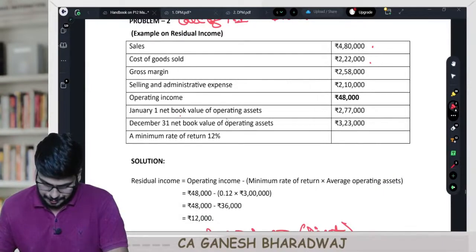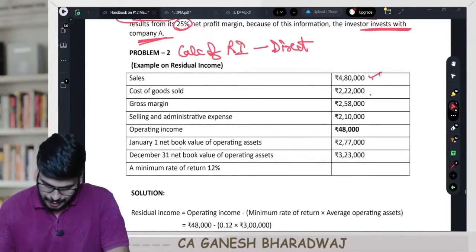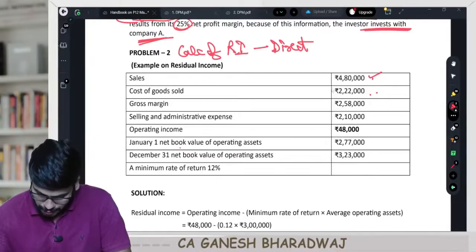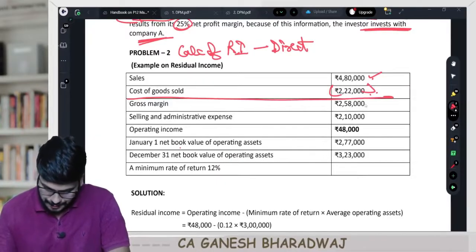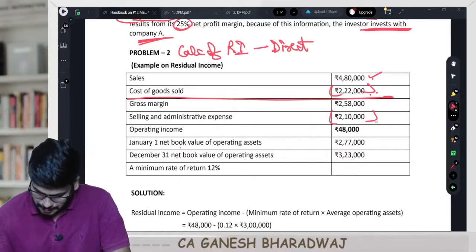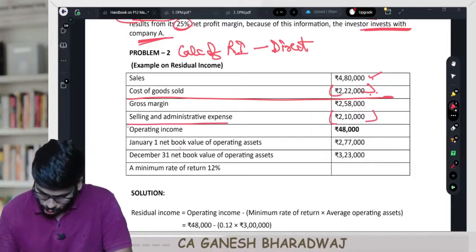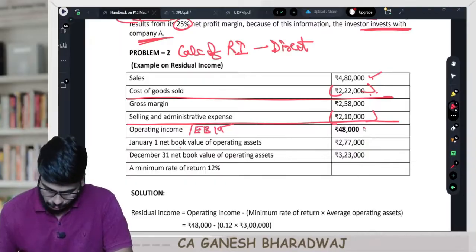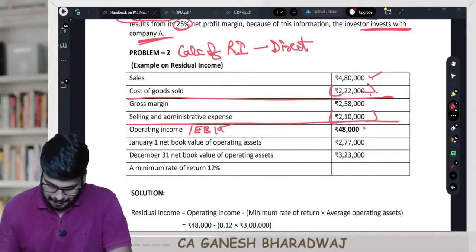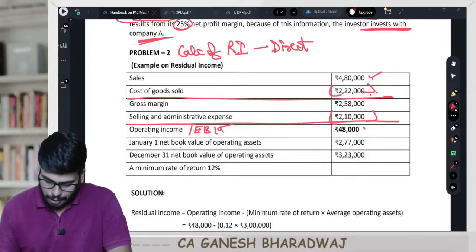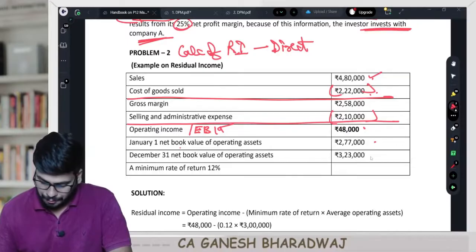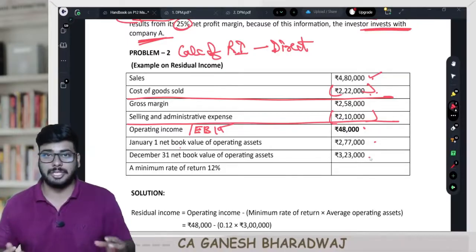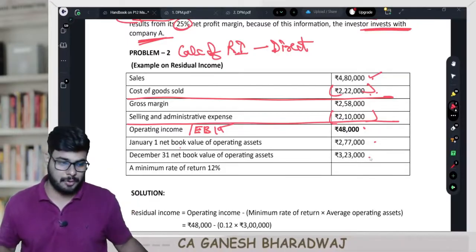Now, look at this. Sales was 4,80,000. The cost of goods sold is 2,22,000. So you get a gross margin of 2,58,000. Selling and admin expenses are going to be 2,10,000. The operating income, also known as EBIT, of the company is 48,000. Now, what have they given? On Jan 1st, the net book value of operating assets is 2,77,000, and on December 31st, it is 3,23,000. So you have the opening value of assets and the closing value of assets.